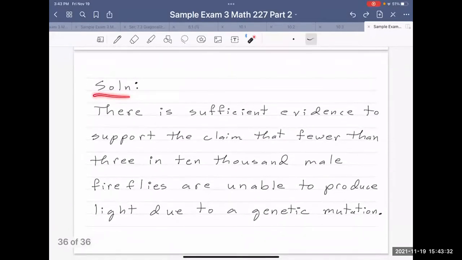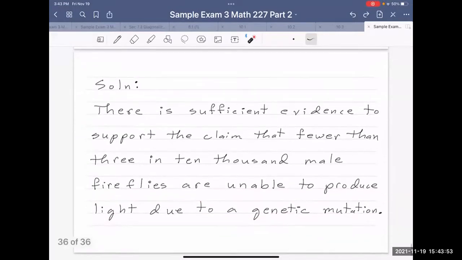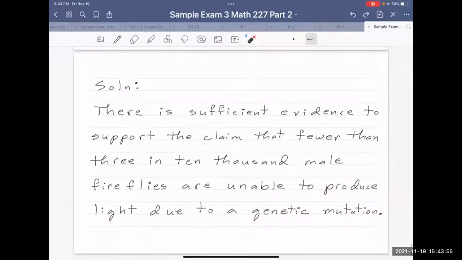So here, this was, I guess, a multiple choice. So this is the best of the results. There is sufficient statistical evidence to support the claim that fewer than 3 in 10,000 male fireflies are unable to produce light due to a genetic mutation. Okay.